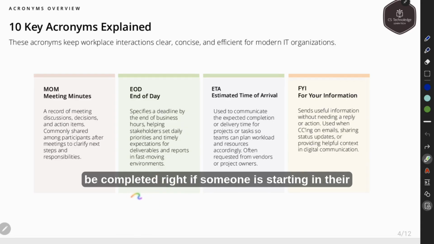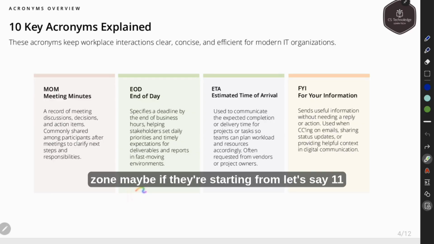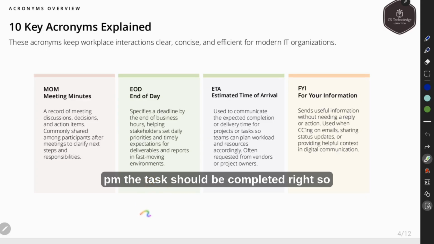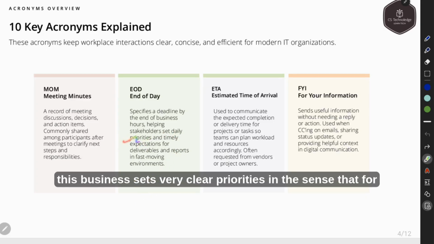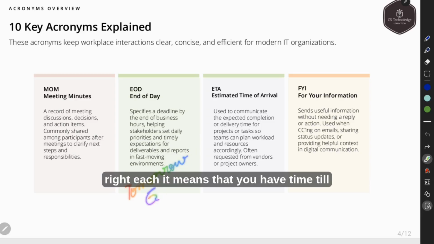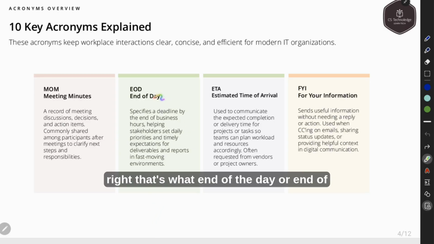If someone is working in a second shift, or let's say a UK shift, considering the Indian time zone, maybe from 11 to 7, then by 7 p.m. the task should be completed. So this sets very clear priorities. For example, if I say by tomorrow end of the day, it means that you have time till tomorrow so that you can plan your activities accordingly. That's what end of the day or end of business means.